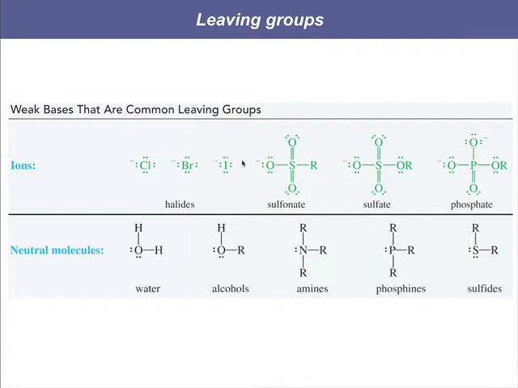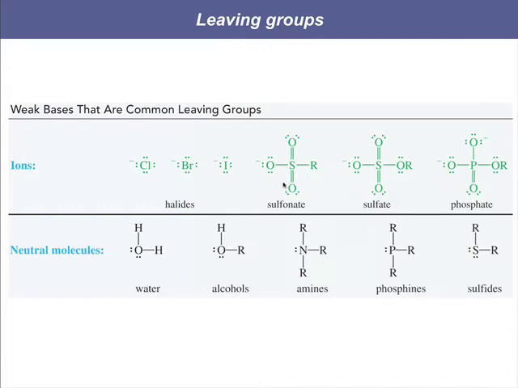So what about sulfonate, O3SR, or sulfate, SO4R, or phosphate, PO4R? Why are these stable? Well, they have negative charges on the oxygens. That's pretty good since oxygen is fairly electronegative. But also resonance: sulfonate has 3 resonance structures, sulfate has 3 resonance structures, and phosphate has 2 resonance structures, so that these negative charges can be delocalized over other oxygens.